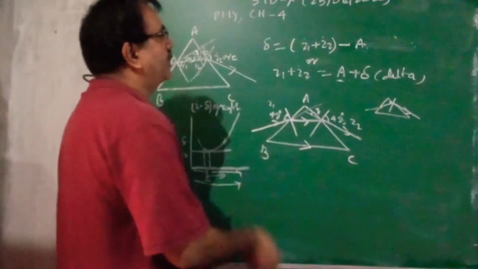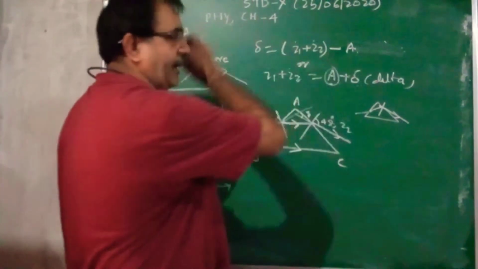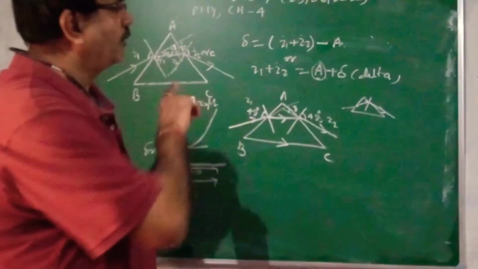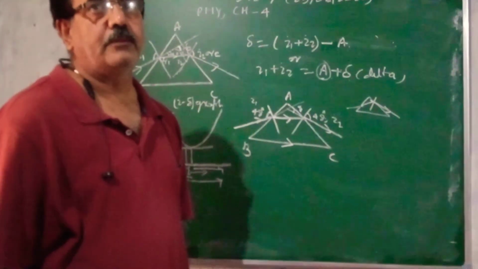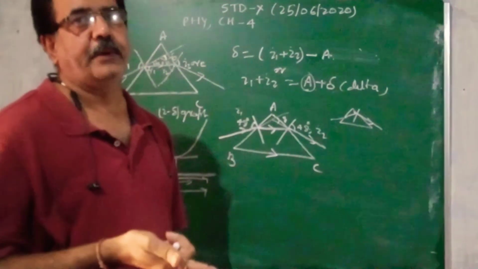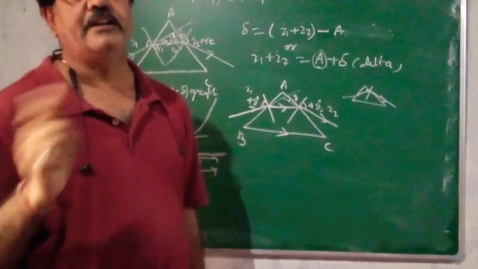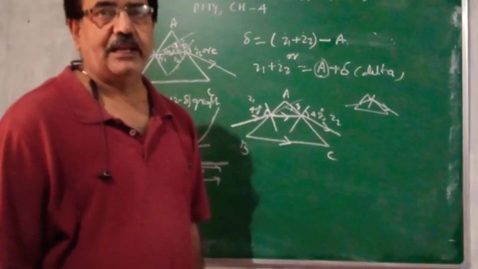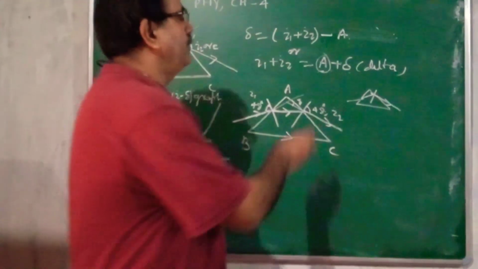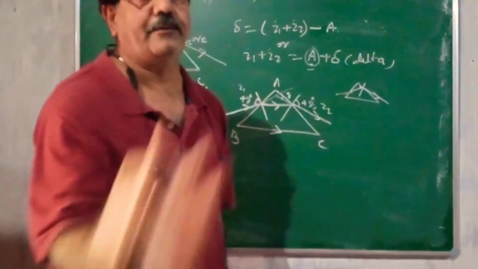Then the third factor, the angle of the prism, A. How does deviation depend on it? It depends upon the angle of the prism. The more the angle of the prism, the more the deviation. Is it clear? The more the angle of the prism, the value of A, the more the deviation.